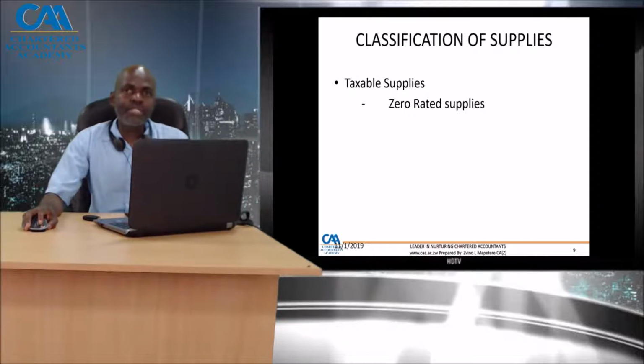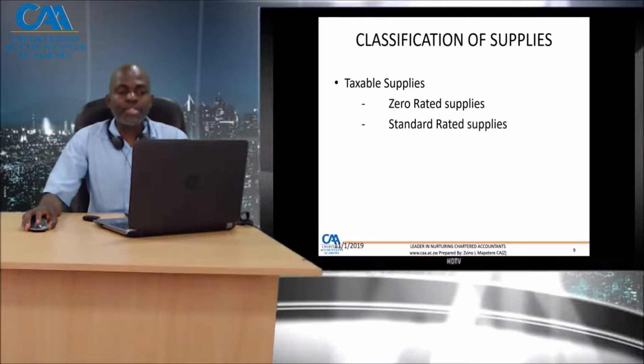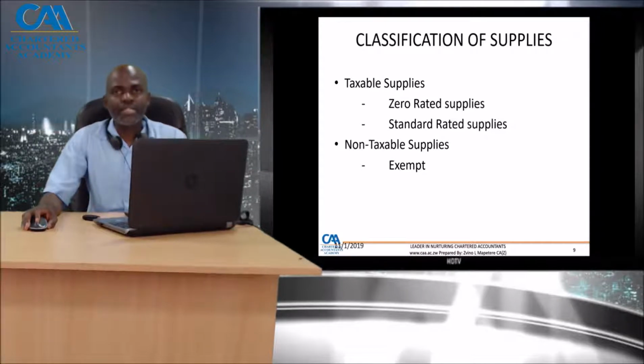With zero rated supplies, it means this supply is attracting output tax at 0%. However, zero rated supplies, because they are taxable supplies, you are allowed to claim input tax if the input tax is claimable based on the input tax rules. With standard rated supplies, it means the output tax is at 15%. But with exempt supplies, although the output tax is zero, they differ from zero rated supplies in the sense that you cannot claim input tax on that supply.